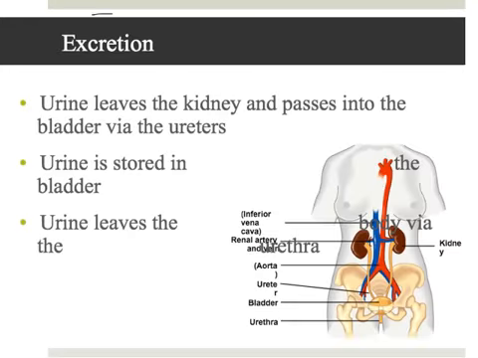Okay. So this process is called excretion. The urine is going to leave the kidney. It's going to go in the collecting duct and leave the kidney via the ureters. The ureters are the tubes that go between the kidney and the bladder. And then urine is stored in the bladder until it's urinated out via the urethra.